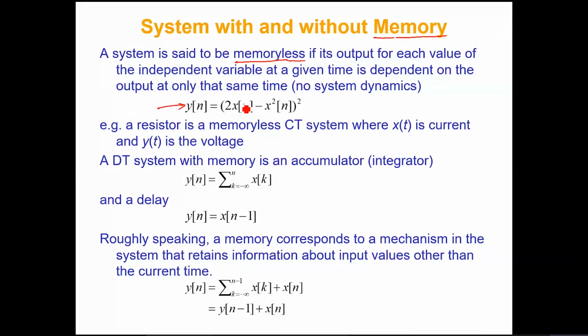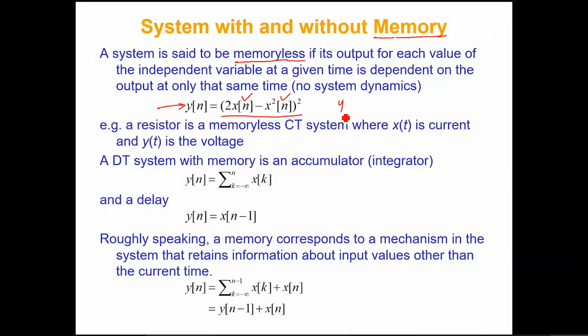An example is shown right here. Output y of n is basically 2 times x of n plus x of n square, the whole thing squared. This whole mathematical formulation requires your present input only. It does not require x of n minus 1, n minus 2, any previous input or any previous output. Now whether it's a linear system or not is a separate story, but this is a memoryless system.